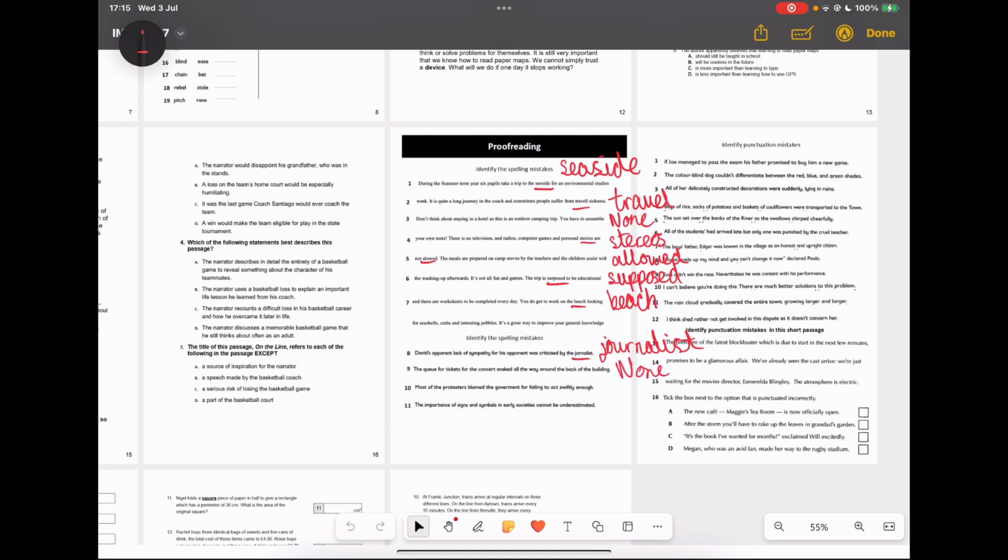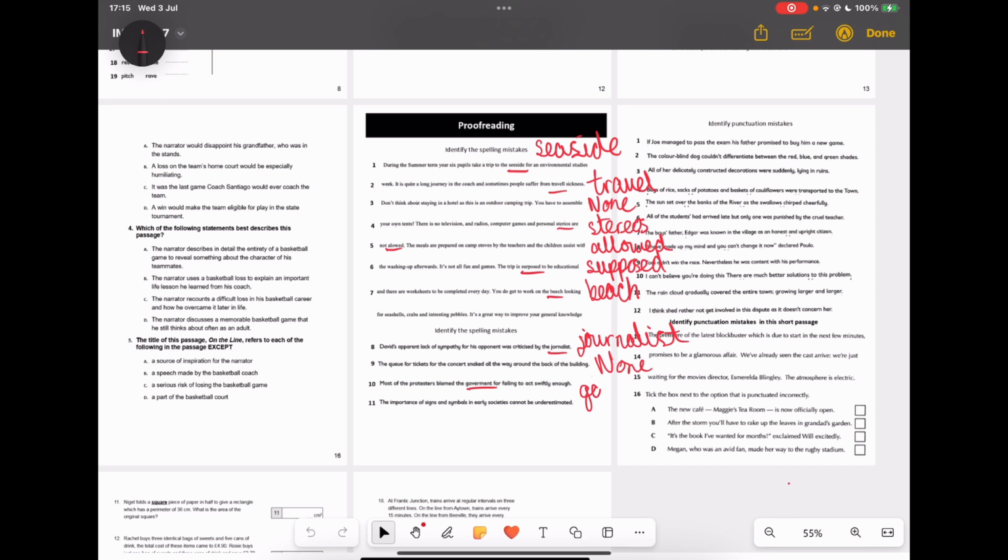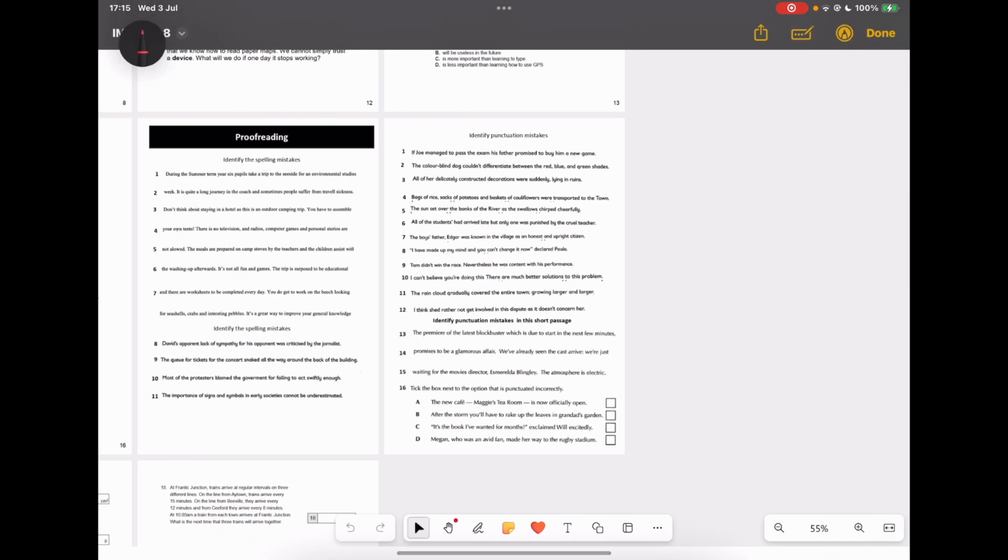10. Most of the protesters blame the government for failing to act swiftly enough. So this will be government. So you need to add an N in between the R and the M. 11. The importance of signs and symbols in early societies cannot be underestimated. So symbols. Okay, next. Punctuation.